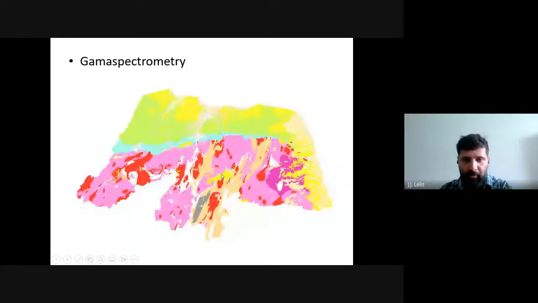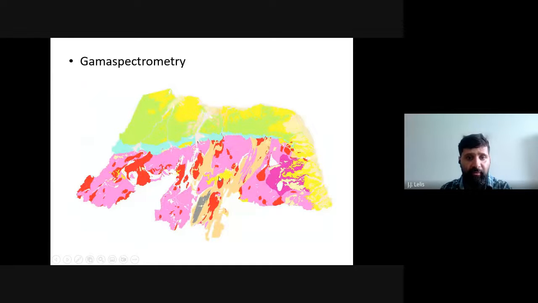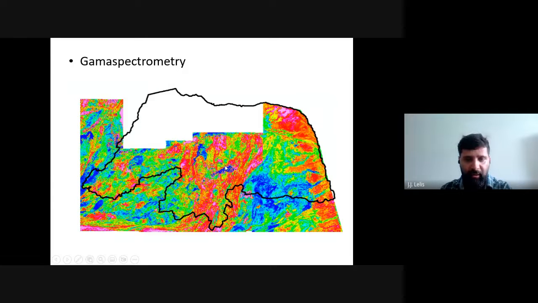You can also see this yellow spot here, this yellow area, and here is a blue area. Okay, here are sandstones, very different from these ones. And here we can see this area very easily. So gamma spectrometry largely represents the parent material composition.